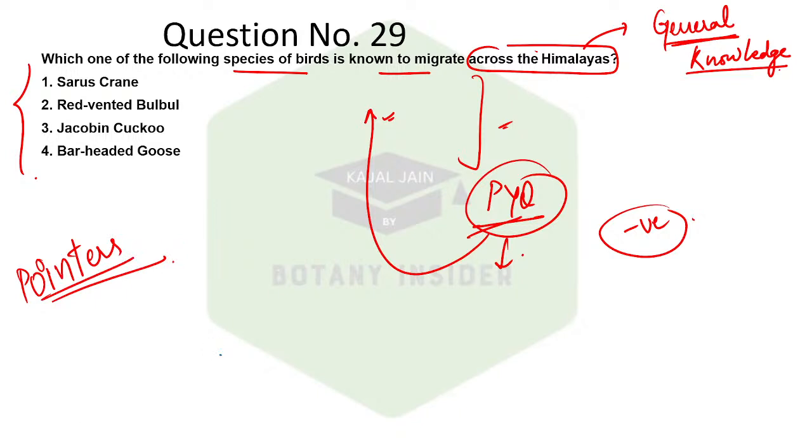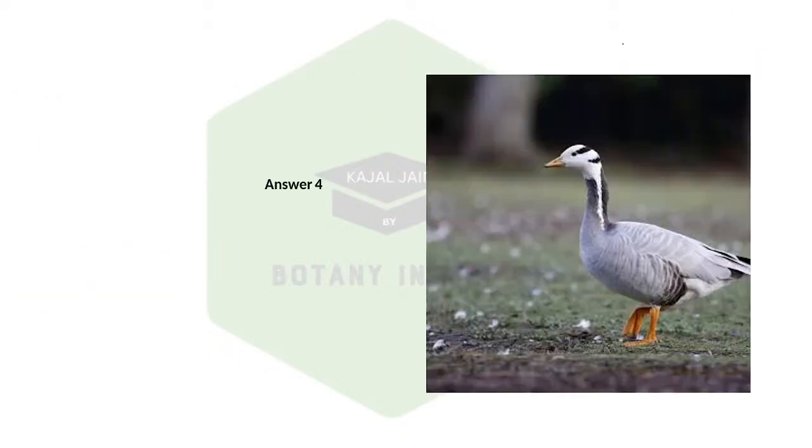Okay, done everyone. I guess very few students have knowledge about this, because obviously it's general knowledge. The answer for this is bar-headed goose. It's the bird which migrates across the Himalayas. This is how it looks. This is the bar-headed goose. So this is how the bird actually looks. Keep a note and remember this particular information for your upcoming examinations, right? I hope the question is clear.